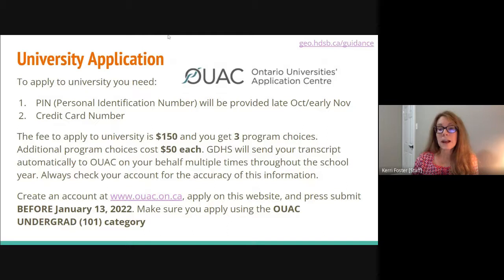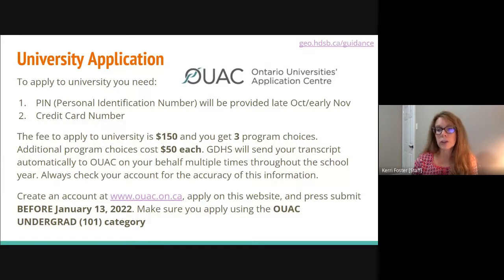So when it comes time to actually apply, students do need a PIN number to apply to Ontario universities, and that number will become available to them at the end of the month or the beginning of November. The fee to apply to university in Ontario through OUAC is $150, and that gets each student 3 choices. They can purchase additional choices for $50 each if they want to widen their range of opportunity and apply to other additional programs. The cutoff date for those university applications is January the 13th.